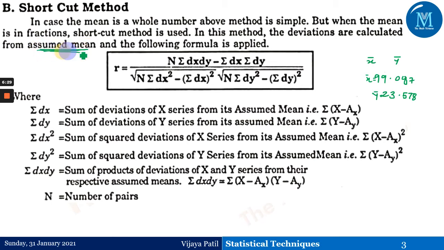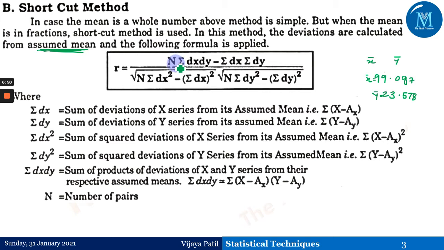So in the case where the mean is a whole number, the above method is simple, but when the mean is a fraction, the shortcut method is used. So this is also known as the shortcut method. In this method, the deviations are calculated from the assumed mean and the following formula is applied. So this is the formula that has been given.